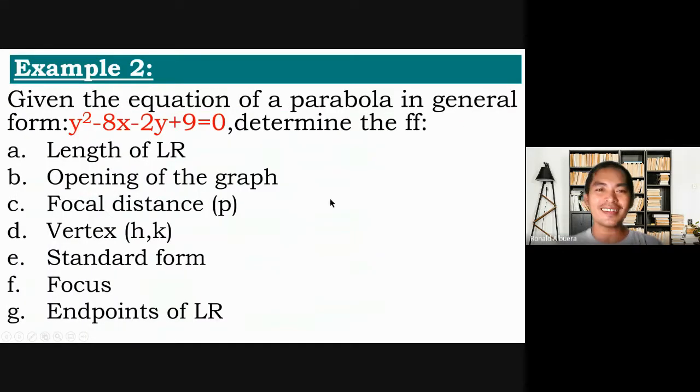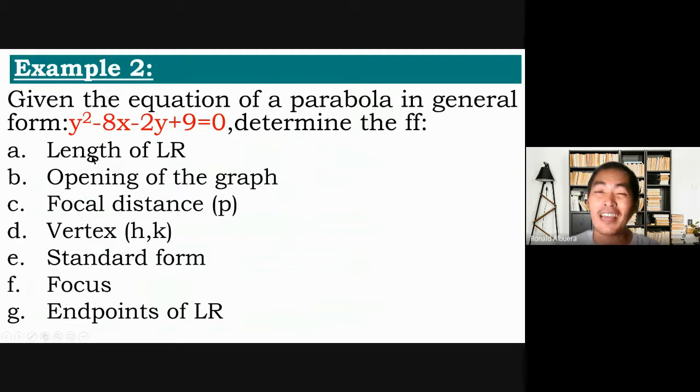Let's proceed to another example. Magsa-shortcut na tayo ha. Given the equation of a parabola in general form, y squared minus 8x minus 2y plus 9 equals 0. Determine the following: the length of LR, the opening of the graph, the focal distance, the vertex, the standard form, the focus, and the endpoints of LR.